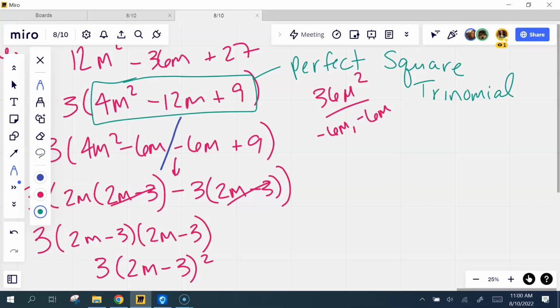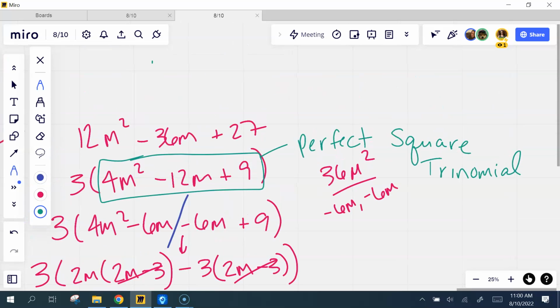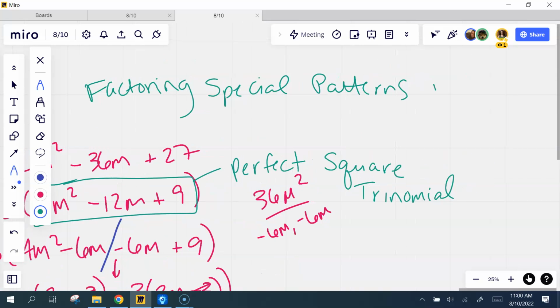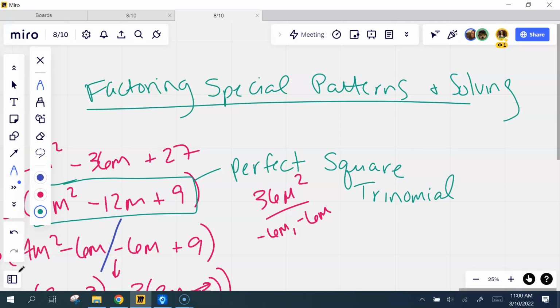Yeah, this is new. This is called factoring special patterns and solving. We're doing it all. What time does the bell ring? I have 20 minutes. We got plenty of time. Solving. Okay. All right. This is the hardest part of the lesson today, and we're going to start with it, so it'll all be downhill from here.